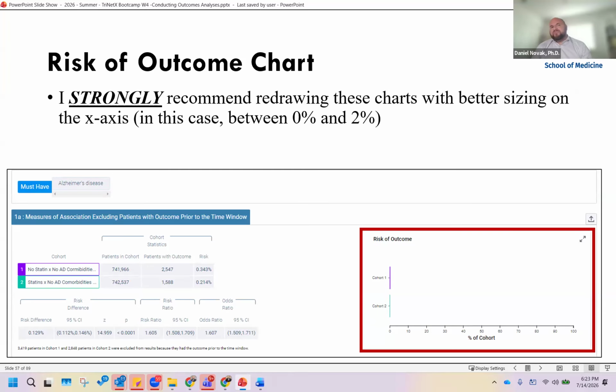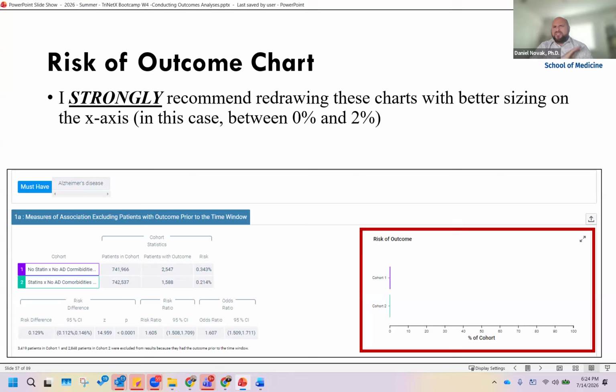By the way, for the risk of outcome chart, I strongly, strongly recommend redrawing these charts with better sizing on the x-axis. In this case, probably something between 0 and 2 or 5%, because you can see this is not a helpful graph, right? TriNetX generates these using an R package, and it just comes in between 0 and 100. I developed a tool for you guys to use to generate these kinds of bar graphs if you're not familiar with Excel. You can use that instead. But I strongly, strongly recommend redrawing those.